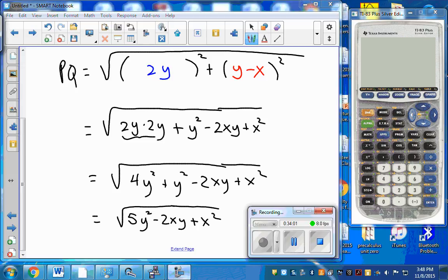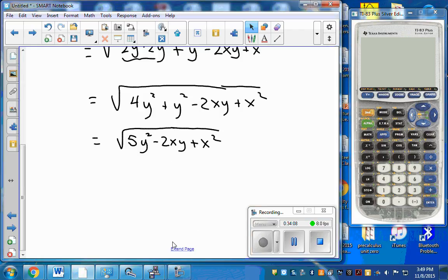Let me pause this, check in the back of the book. Okay, so that checks out in the back. There's our answer, and I believe that was the last of the problems.